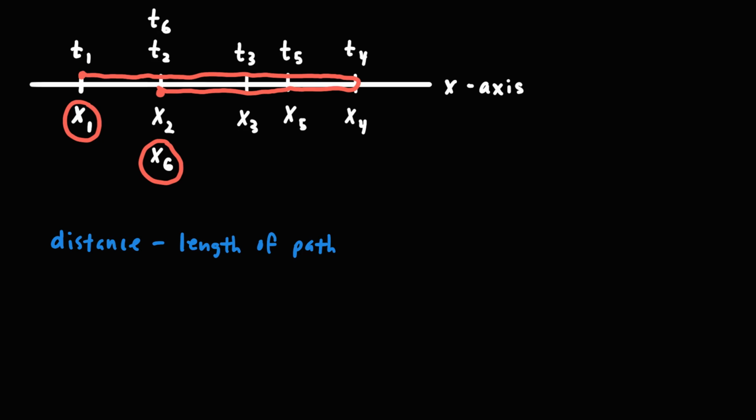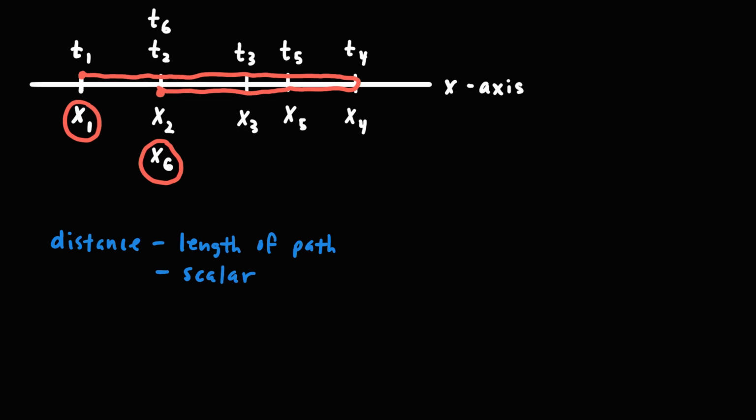It can be 0 or it can be positive, but it can't be negative. That's because there's no direction associated with distance. It's just a measurement of the length of a path. When a quantity has a magnitude, a size, but no direction associated with it, we call that a scalar. So distance is a scalar, which is a measurement of the length of the path traveled by an object.